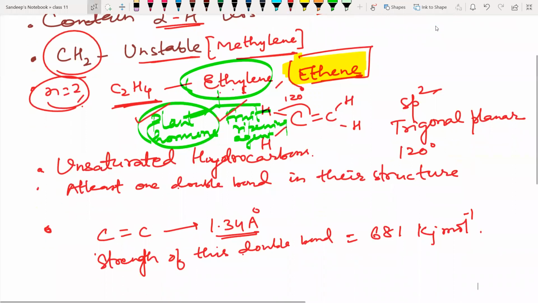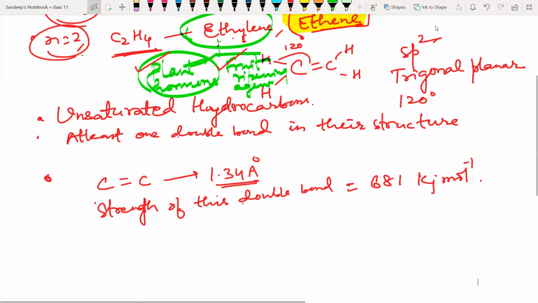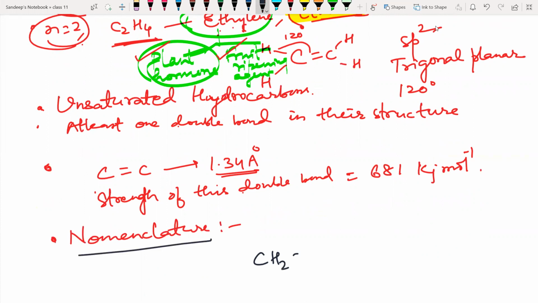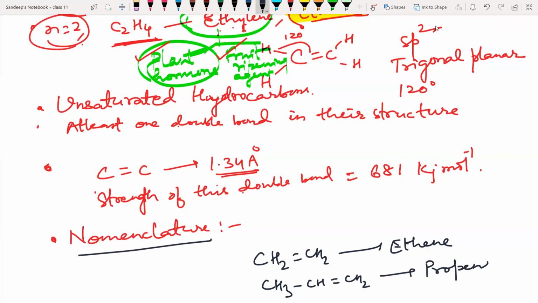Now, we will discuss the nomenclature. So how will we write? Suppose it is CH2=CH2. Simply we will write ethene. Suppose it is CH3CH=CH2. So it has one double bond and 3 carbons. So it is called propene.